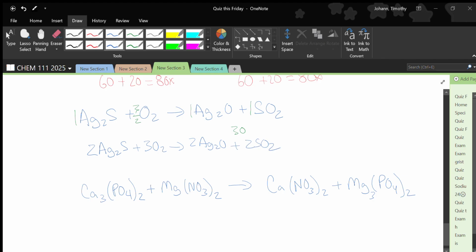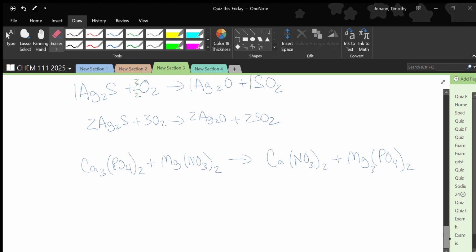Is that what other people got? Since I'm running out of time here, I'm not going to check it, but I recommend you check it. Once again, if I was short on time, I would just check the oxygens because they're most complicated. If there's a problem, it'll be with the oxygens. Let's try this one down here.